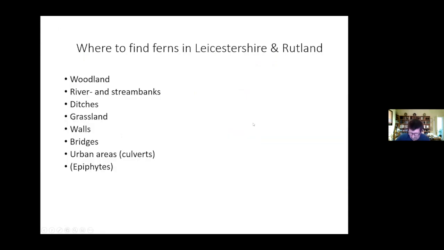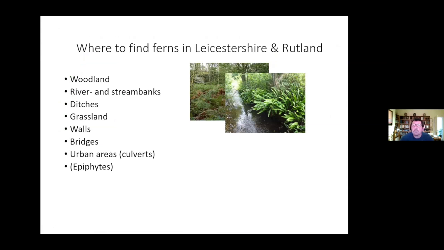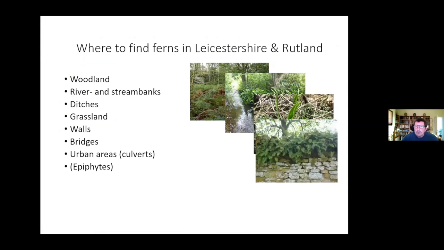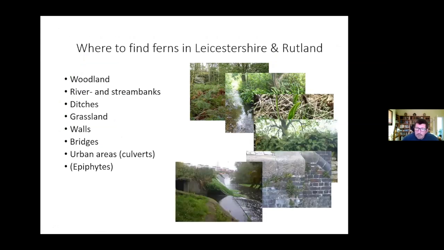Where do we find them? Well, we can find them in lots of places. We can find them in woodland, a common, very obvious habitat, rivers and stream banks, ditches. Do look in ditches. There's a lot of ferns in ditches. I think they haven't been recorded before because people haven't looked enough.